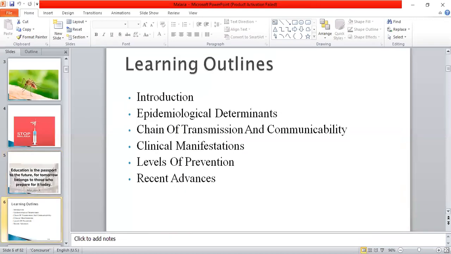Outline of today's presentation is introduction, epidemiological determinants, chain of transmission and communicability of malaria, clinical manifestation of malaria, levels of prevention and recent advances related to malaria.